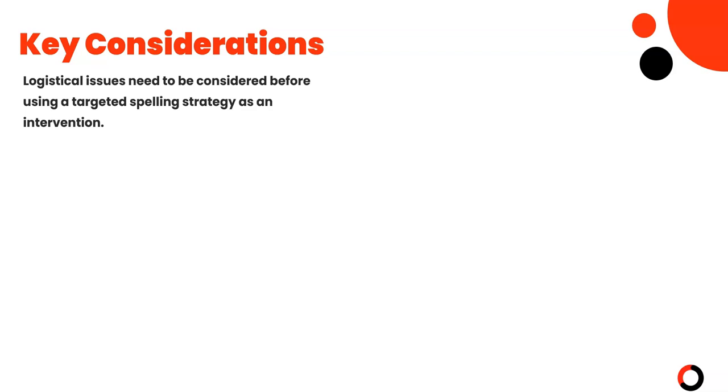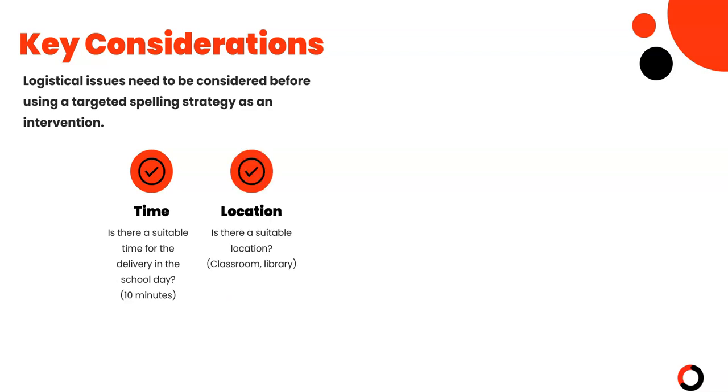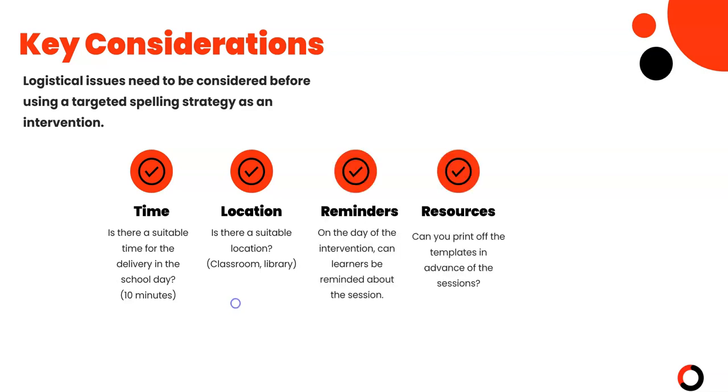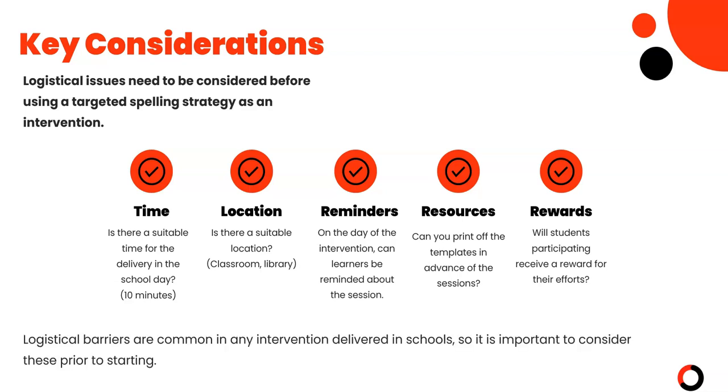Key considerations. Logistical issues need to be considered before using a targeted spelling strategy as an intervention. Time: is there a suitable time of the day for this to be delivered? Location: is there a suitable location, such as the classroom or library? Reminders on the day of the intervention. Resources: do you need to print the templates in advance? And rewards: will you link this to any rewards? Logistical barriers are common in any intervention delivered in schools, so it's just important to consider prior to starting.